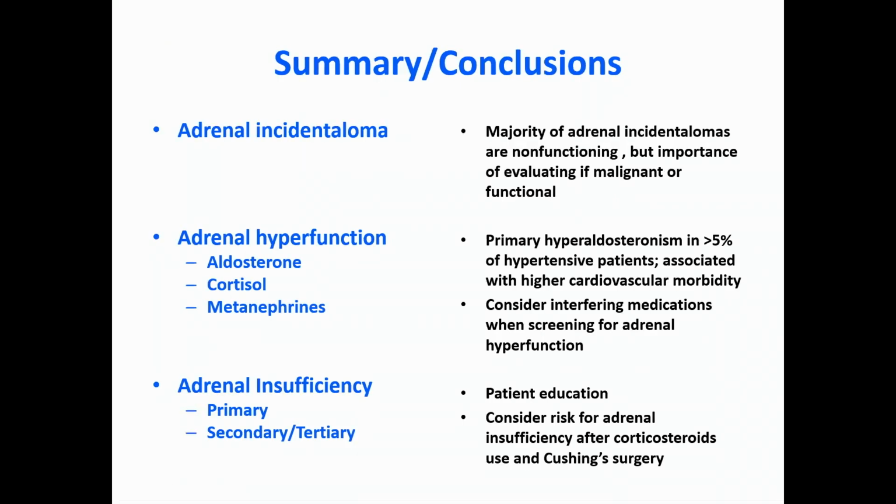So in conclusion, I wanted to go through three things in my talk. First, adrenal incidentalomas: the majority are non-functioning, but it's important to check if it's malignant or functional. For adrenal hyperfunction, the three hormones of most importance include aldosterone, cortisol, and epinephrine. Primary hyperaldosteronism can be common, perhaps in over 5% of hypertensive patients, and it's associated with higher cardiovascular morbidity. And when you're screening for adrenal hyperfunction, you want to consider the medicines that could interfere with the measurements.